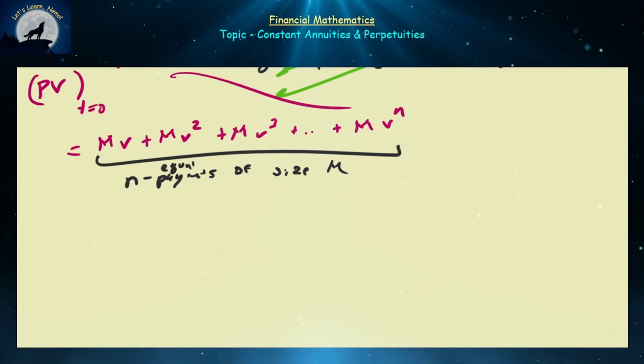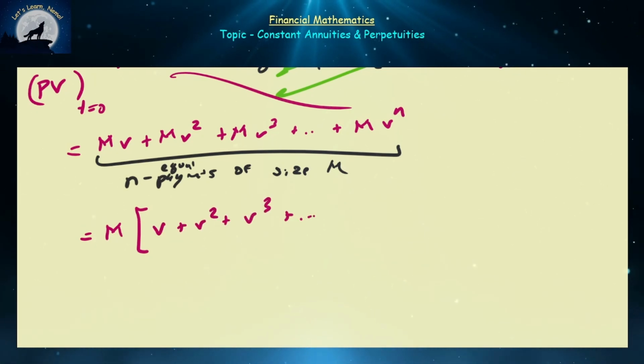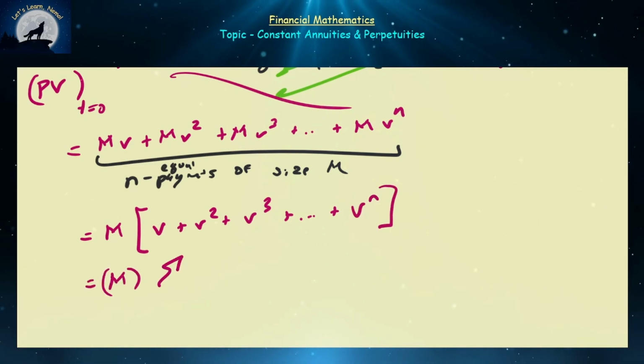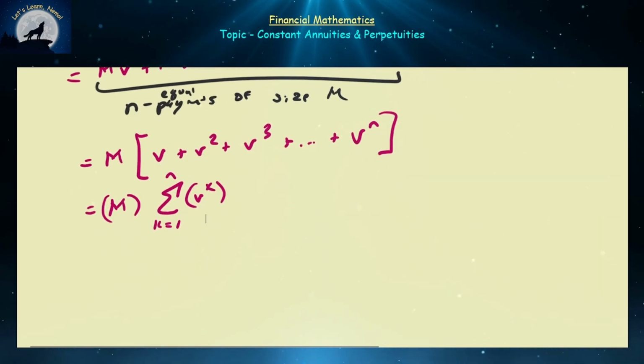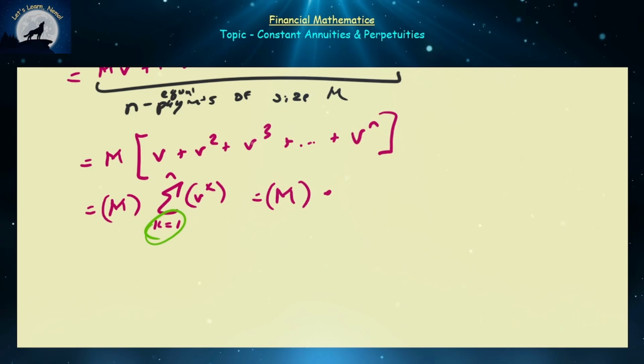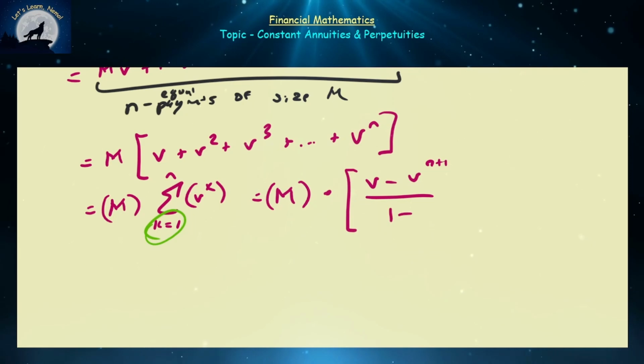So mathematically we can factor m out of this expression, so we're going to have m multiplied by v plus v squared plus v cubed, all the way down to v^n, and we can express that in summation notation as just m times the sum from k equal to 1 to n of v to the power of k. And this is where you actually start to use those series representations. So this is just going to be equal to m multiplied by, note that we do start at k equal to 1, so that's going to be equal to m multiplied by v minus v^(n+1) all over 1 minus v.